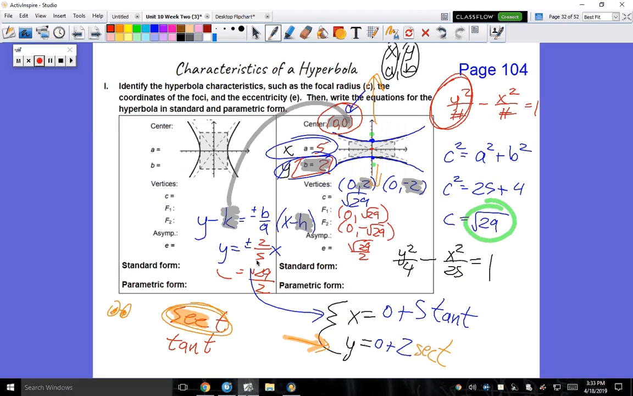Yeah, it should be on there. Is it not on there? Yeah, it's on there. It's at the bottom.